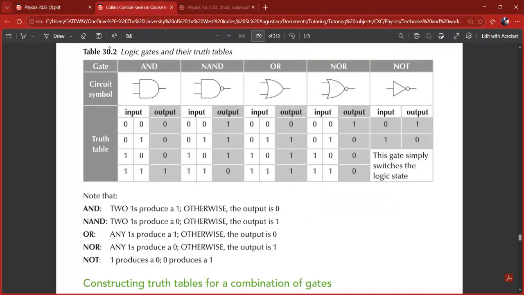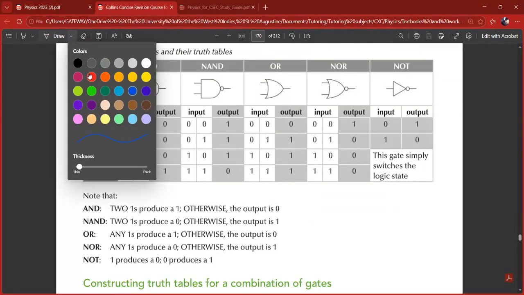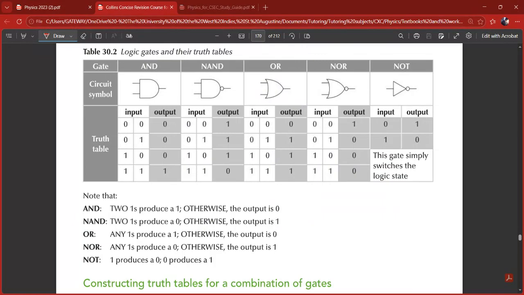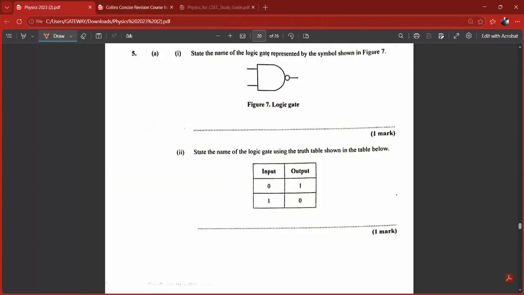Now, this table here is a very important table to have in your notes. So you have the symbol for the AND gate, the circuit symbol for NAND, or not AND. Based on the symbols here, this figure 7 would be a NAND gate, right? A NAND gate.